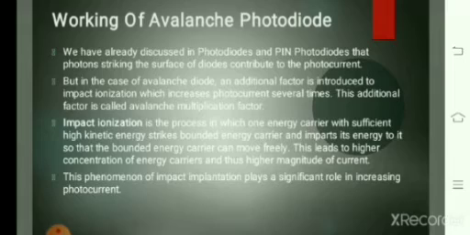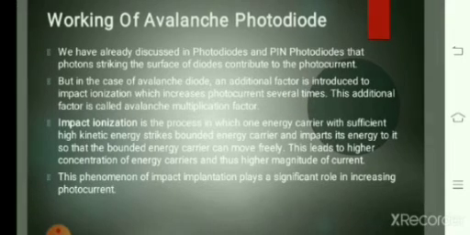Working of avalanche photodiode. This enables avalanche multiplication of the holes and electrons created by the photon impact, as the photons enter the depletion region and create a hole-electron pair. These charge carriers will be pulled by the very high electric field away from one another.